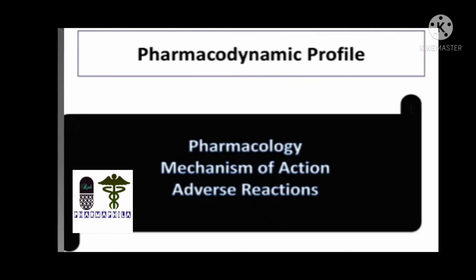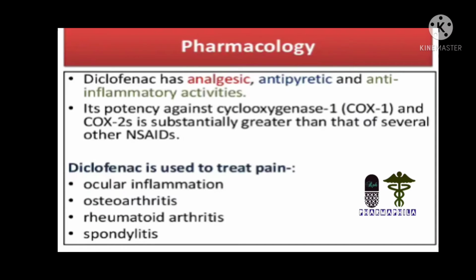Now if we are talking about the pharmacodynamic profile, that includes the pharmacology, mechanism of action, and adverse reactions. As you can see here, the basic pharmacology, as I described previously, is analgesic, antipyretic, and anti-inflammatory activities. Why? Because it inhibits the COX-2 pathway. Diclofenac is used to treat pain. Why is it used to treat pain? Because it is analgesic in nature. It has different anti-inflammatory properties.